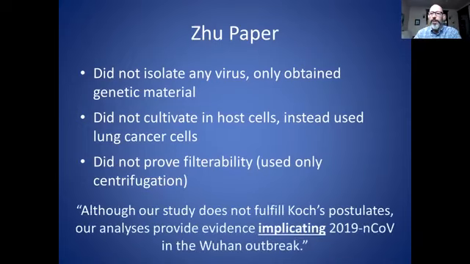And this is what they said in their conclusion. So once again, an honest author. "Although our study does not fulfill Koch's postulates," so they acknowledge that outright, "our analyses provide evidence implicating 2019-nCoV in the Wuhan outbreak." So we have association, and we have implication. So this is nowhere near causation. This is preliminary findings that basically suggest that you need to do some more studies and actually apply the Rivers criteria if you want to prove causation.